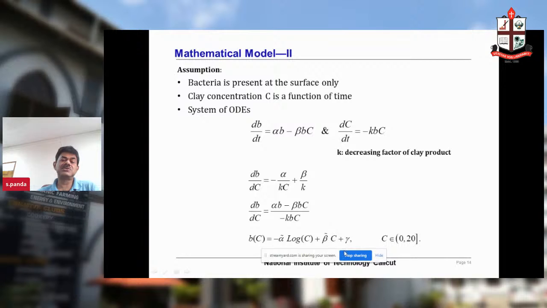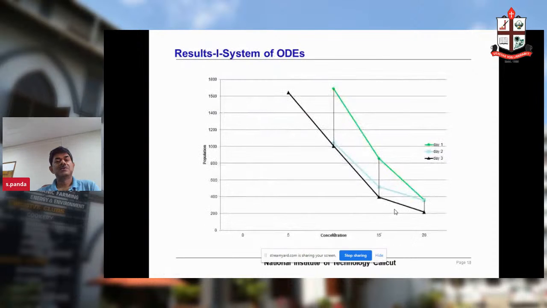And because you have the initial condition, you can compute all these things. The given data will help you find alpha and beta. And this concentration is now from 0 to 20. Now if I look at my result, you have 3 days: day 1, day 2, and day 3. Let's say day 1 is the green one.